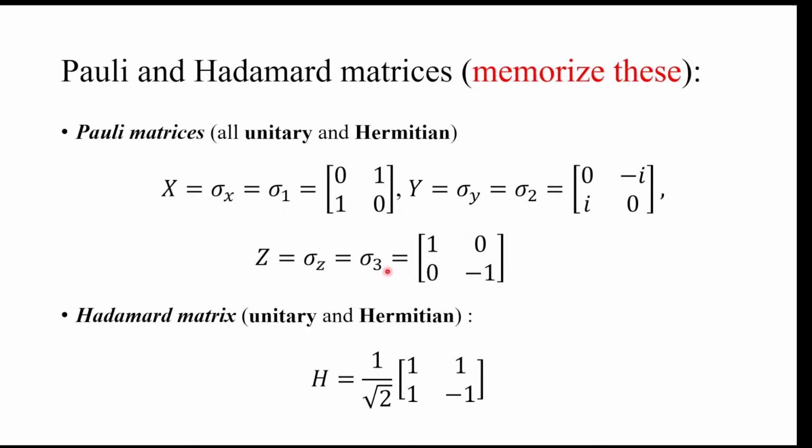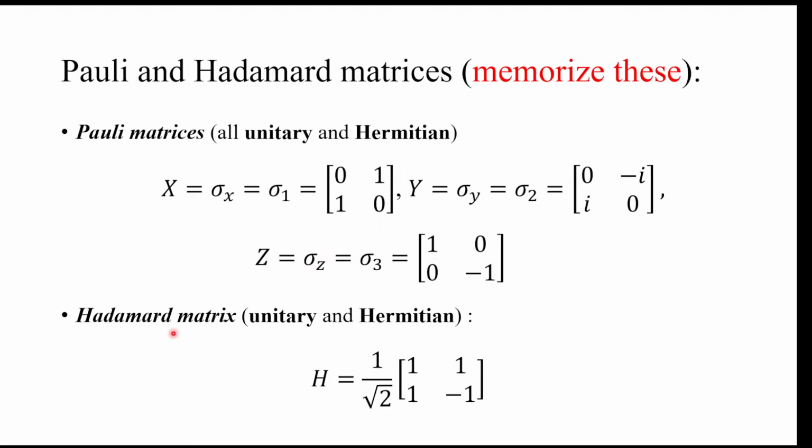And you see X and Z more often than Y, mainly because Y has this imaginary number, so a lot of time people like a real number. The important property of Pauli matrices is they are all unitary operators, so you can think of them as quantum gates. But they are also Hermitian operators, meaning you can think of them as observables to be measured. You can measure those X, Y, Z observables. So those are Pauli matrices.